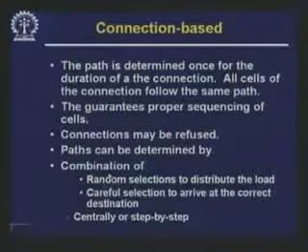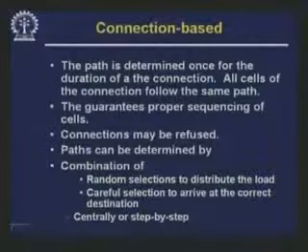Paths can be determined by a combination of random selection to distribute the load. If you remember, in a multi-stage switch especially, there are various possible paths from the input to the output, so that if one path is not alright because of maybe some defect, or one path is not very good because at that particular point of time that part is very loaded, you may route your path through some other part of the switch. And what you might do is a random selection amongst the paths to distribute the load, and careful selection to arrive at the correct destination.